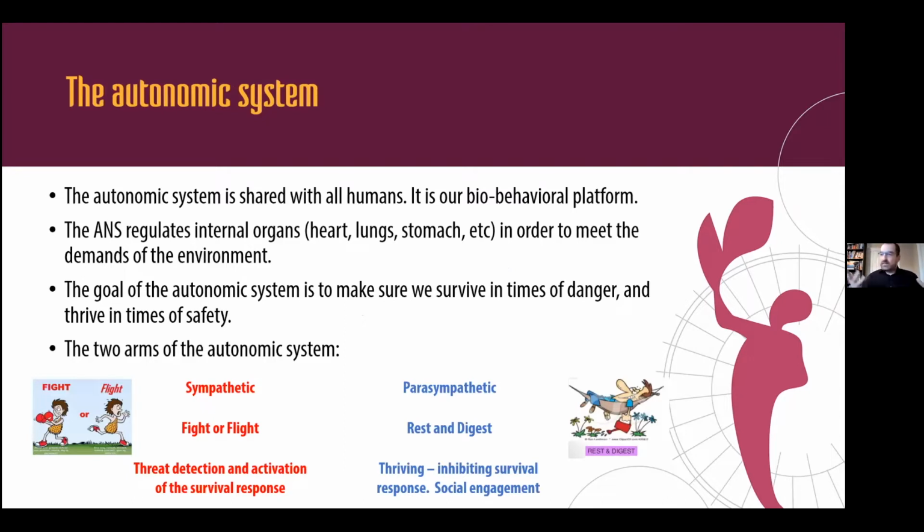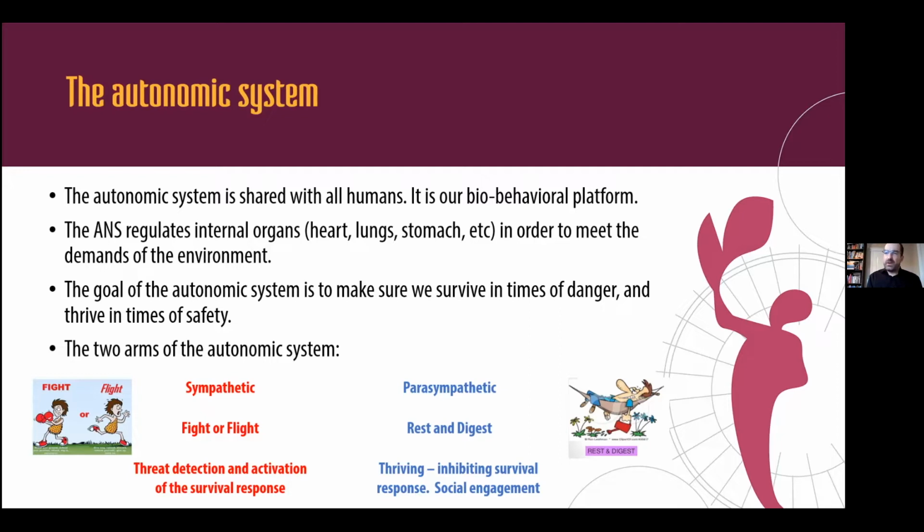So what is this autonomic system that I'm constantly talking about? We do know that the autonomic system is shared by all human beings. It is our bio-behavioral platform. It is the system that is sensitive enough to detect any cues from the environment that we're living in. Based on those cues, the autonomic system can help regulate all of our internal organs, such as the heart, the lungs, the stomach, and others, in order for us to meet the demands of the environment. So it helps us connect what is happening outside and how we respond to that by making changes inside. The goal of the autonomic system is to make sure that we survive in times of danger and that we thrive when there's no danger and we're in times of safety.